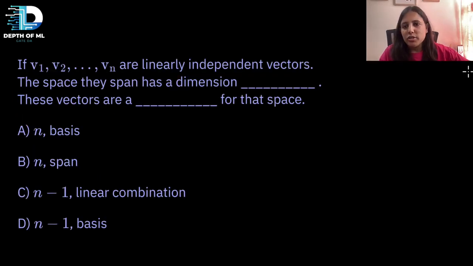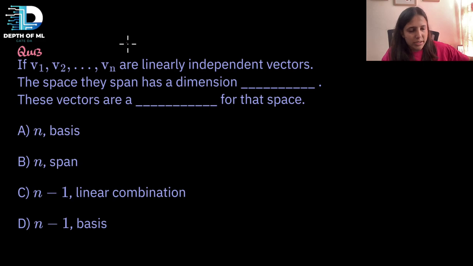Let's move on to this question. This question is taken from our quiz, and it is a very simple question, but the reason I have taken it in this series is that I have seen a lot of students making mistakes in it. So let's see how to solve this. If v1 to vn are linearly independent vectors, the space they span has a dimension dash, and these vectors are a dash for that space. So there are 2 missing blanks that we have to fill using the options given here.